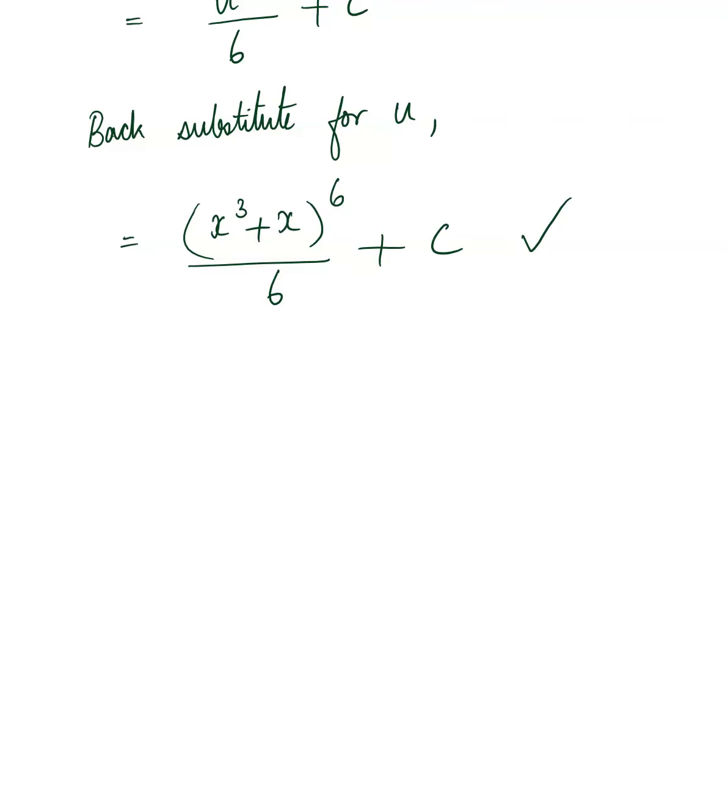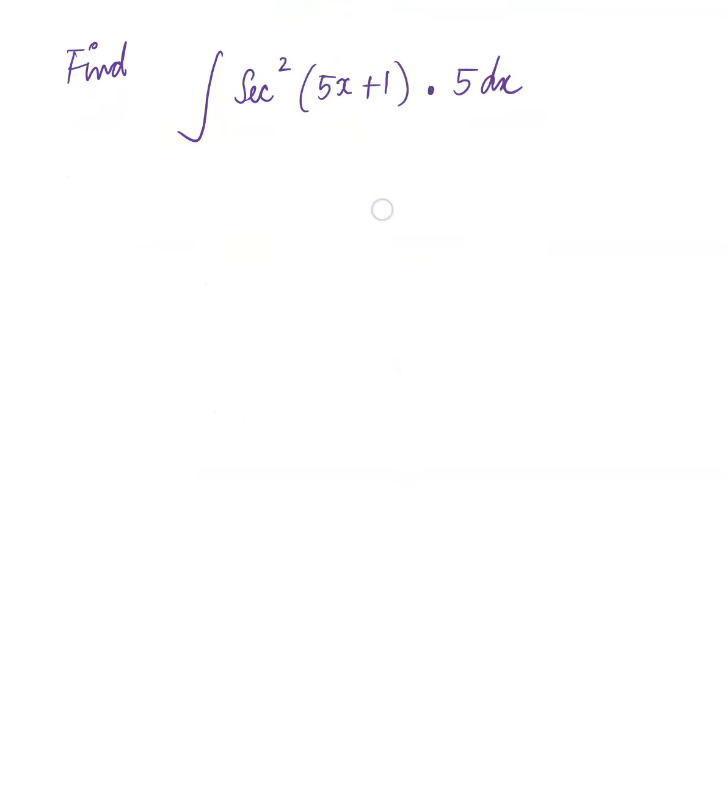Let's do another one. Find the integral of secant squared of 5x plus 1 times 5 dx. Okay. Now, if the question itself had a u, of course, use some other letter, use w or something else to substitute. But in general, we call it the u-substitution.